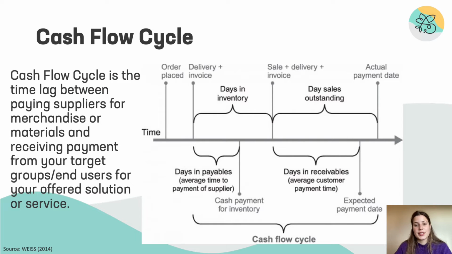In order to have a good liquidity plan in place, you must first understand what a cash flow cycle is. As described here, a cash flow cycle is the time lag between paying suppliers for merchandise and material and receiving payments from your target groups for the services or products that you are offering. The longer your project cash flow cycle is, the more likely you are to encounter a cash crisis.